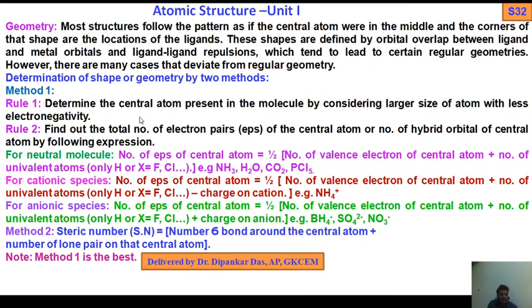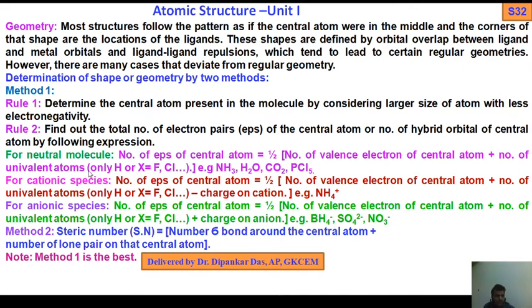Who will be the central atom? The one with the larger size and less electronegativity. Rule 2: find out the total number of electron pairs, denoted EPs, of the central atom, or the number of hybrid orbitals of the central atom, by the following expression.